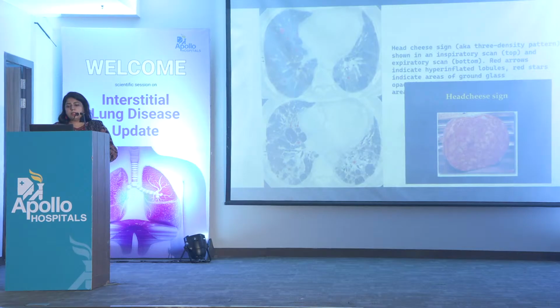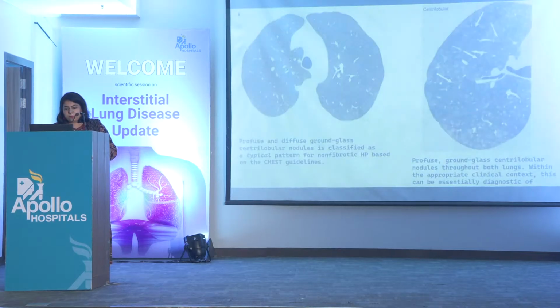So this is the inspiratory CT scan and this is the expiratory CT scan. So it shows triple density. Over here also we can see a lot of ground glass opacities and centrilobular nodules, which are typical of non-fibrotic hypersensitivity pneumonitis. Over here also we can see those findings.